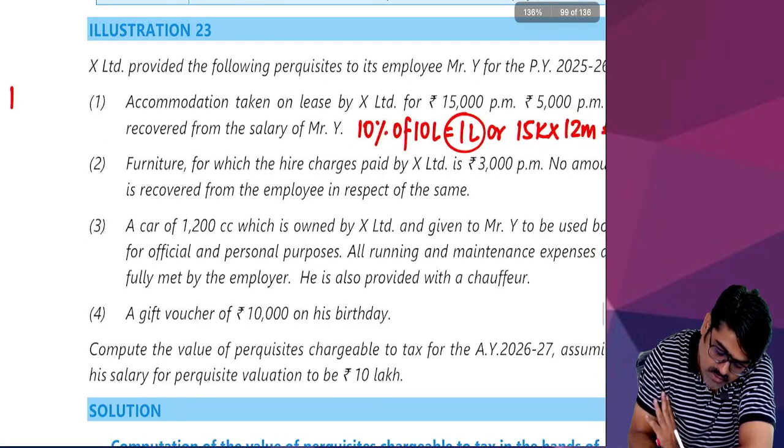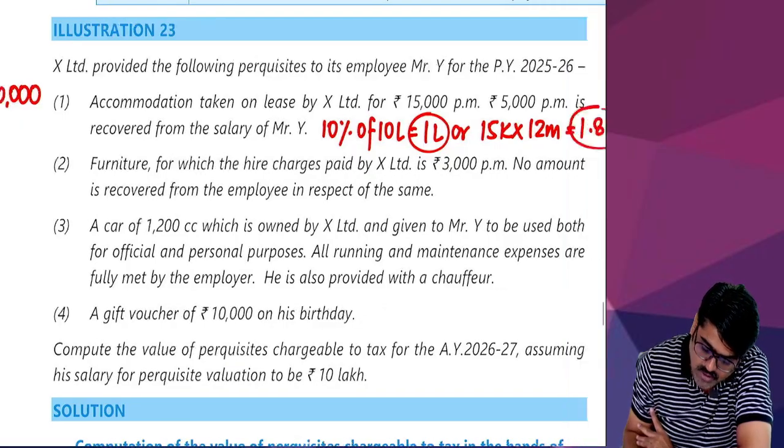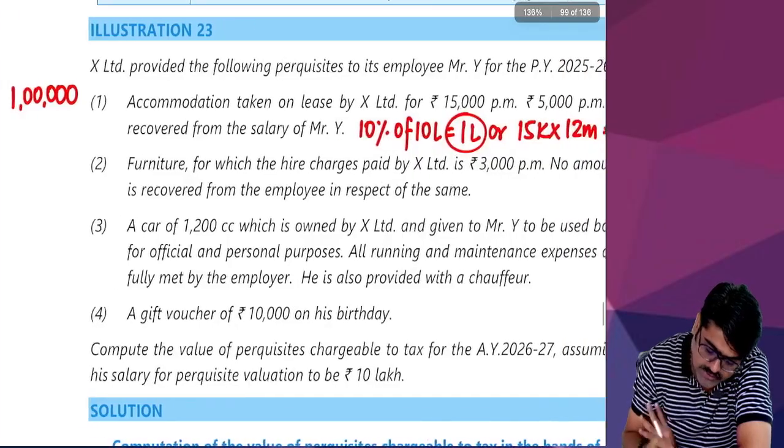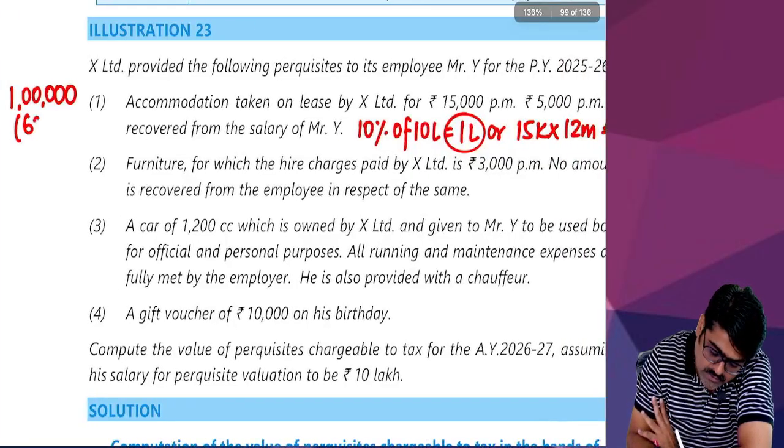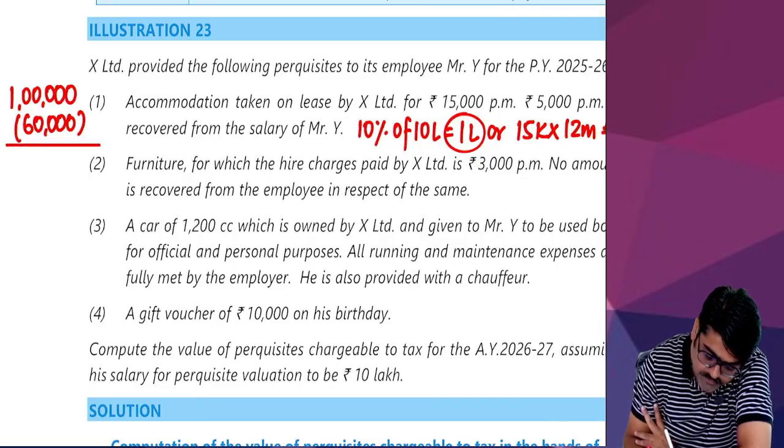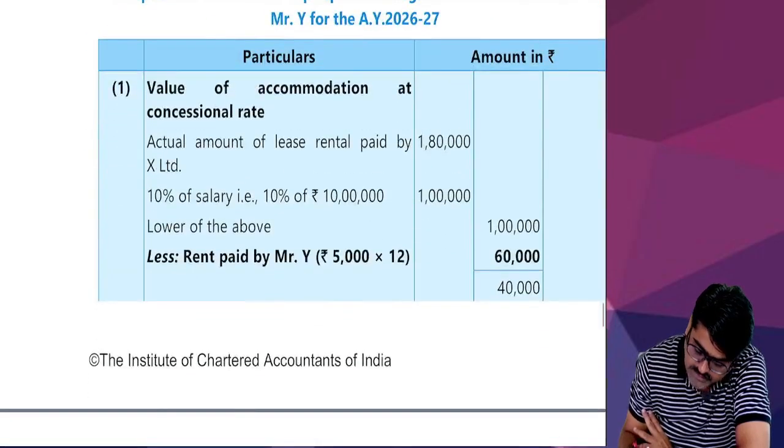Yes or no? But out of that 1 lakh, whatever amount recovered from the employee, how much is recovered? 5,000 into 12, 60,000. Yes or no? So the balance 40,000 will be taxable. Please check.